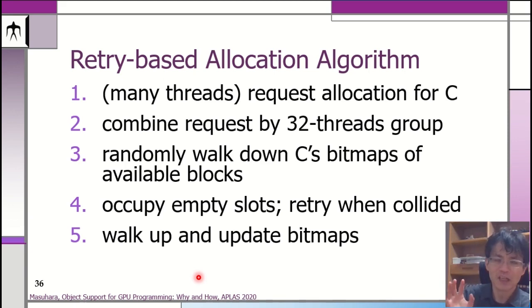And in some unfortunate situations, two threads try to allocate in the same block, which causes a collision. In such a case, the atomic operation will decide the loser, and the loser thread will need to do the same random walk process again until it finds an available block. And finally, if needed, they walk up the tree to update the bitmap information.